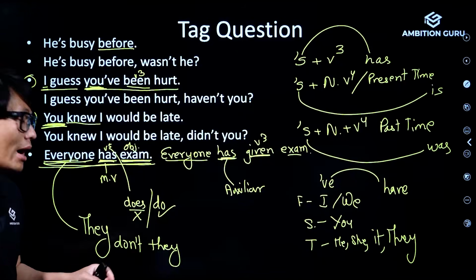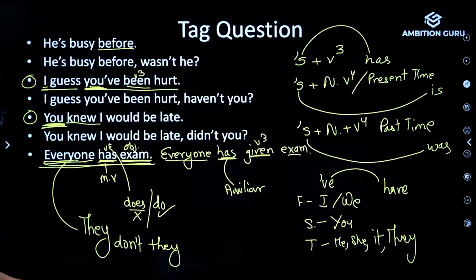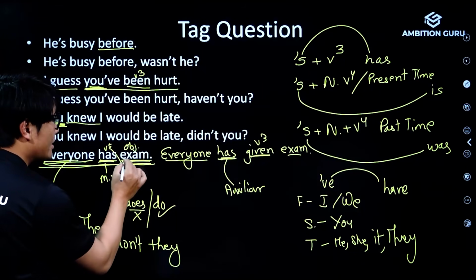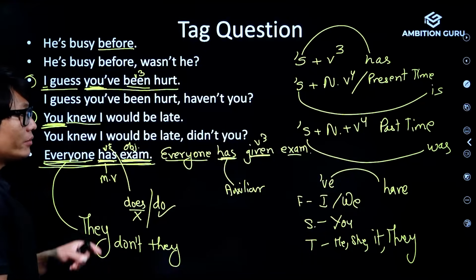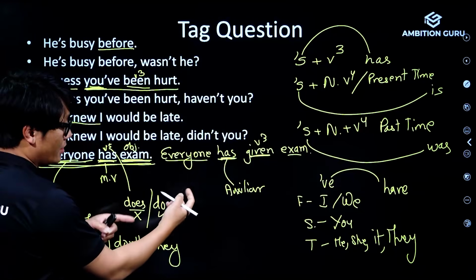Did you understand why here it is "don't they"? Because after "has" here is an object. That's why this "has" is a main verb. Now let's move to the next question.